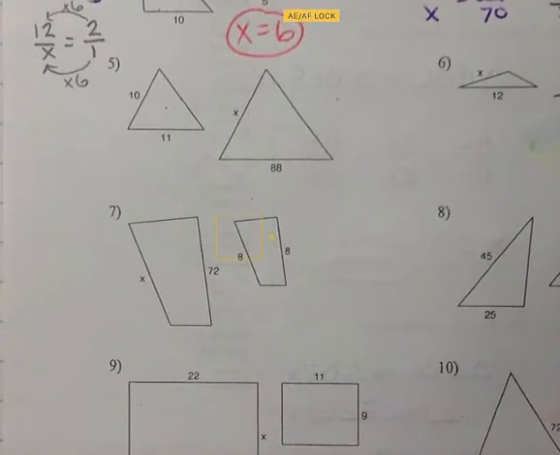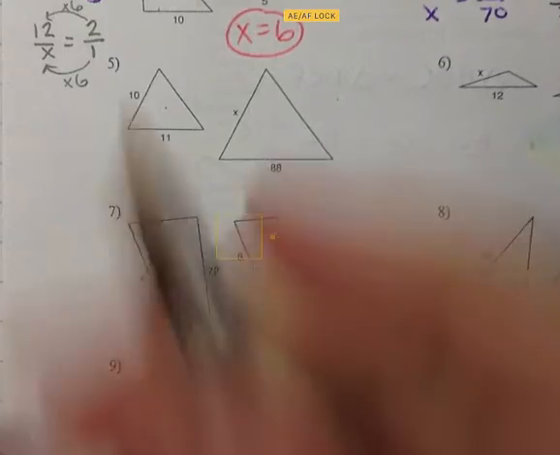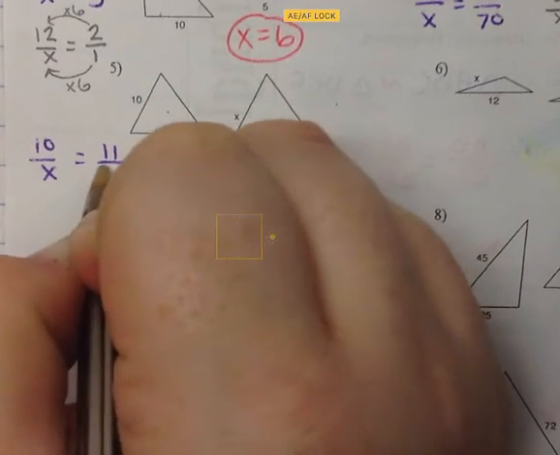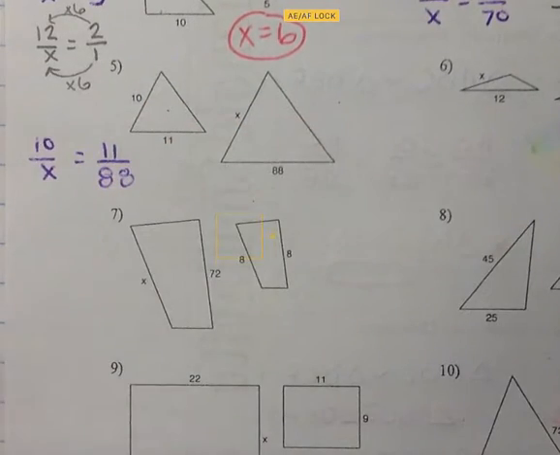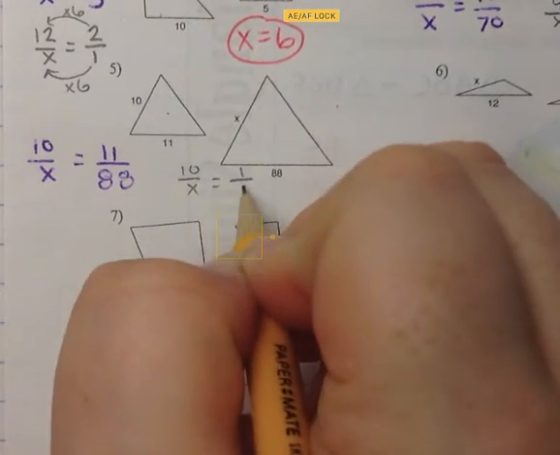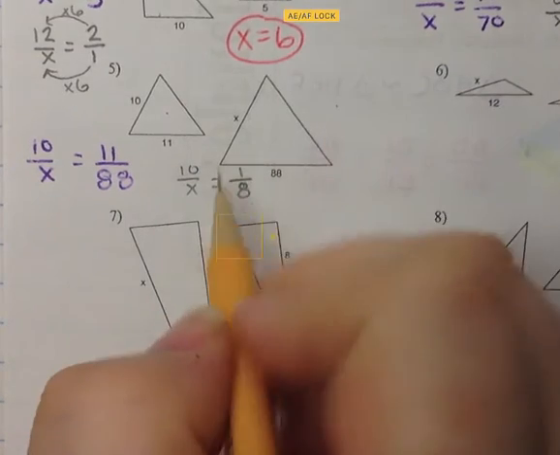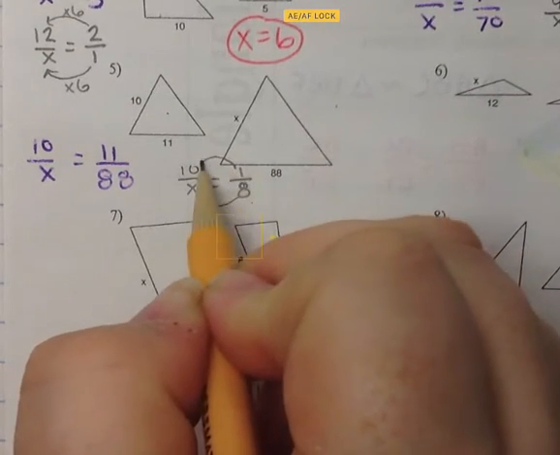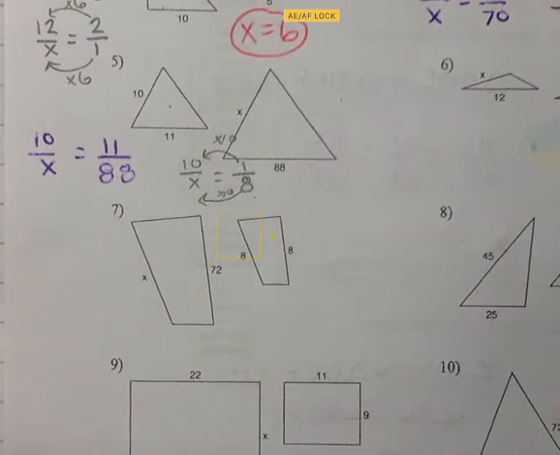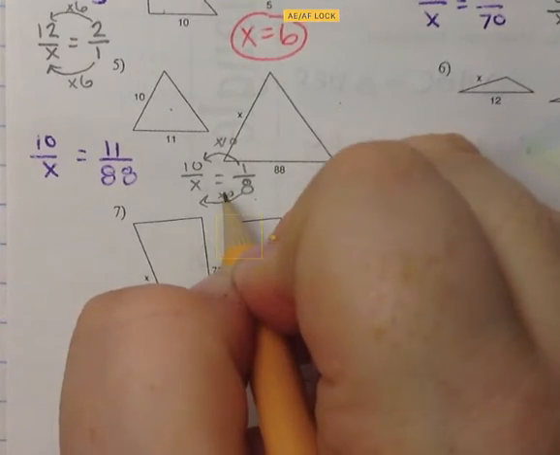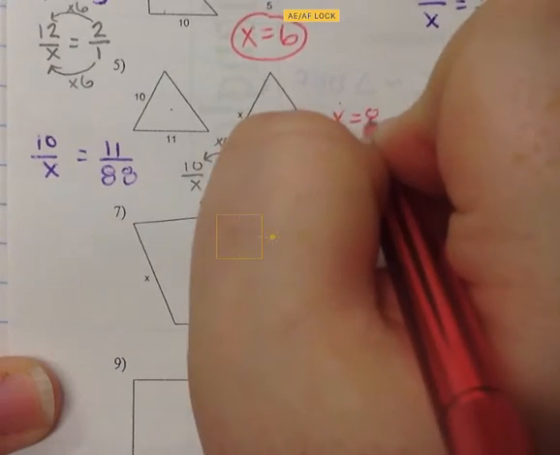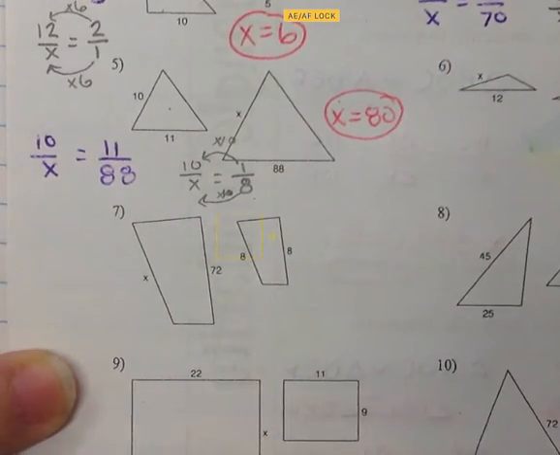So if we look at number 5, I'll go ahead and write my first fraction. I'm going to start with the 10 and the x. 10 over x is equal to 11 over 88. So I have 10 over x is equal to 1 over 8. 8 to x, 1 to 10. I have to multiply by 10. So then x has to equal 80. 8 times 10 is equal to 80, because we have to scale up.